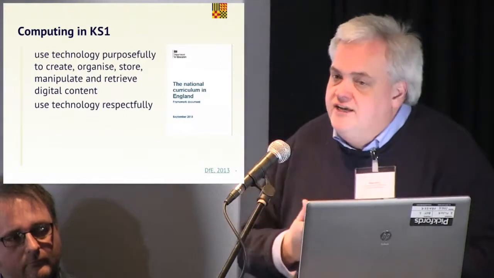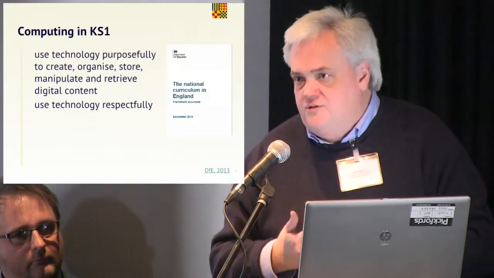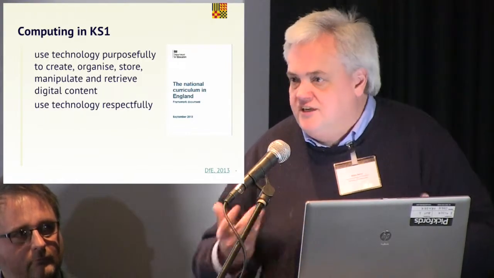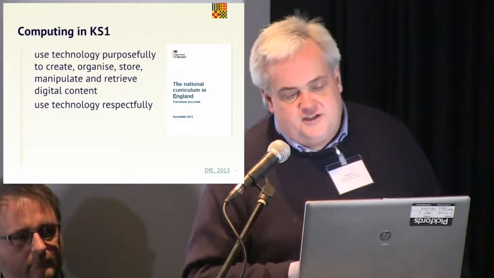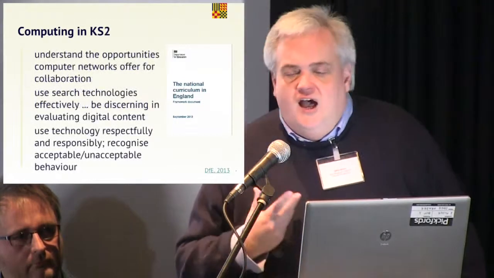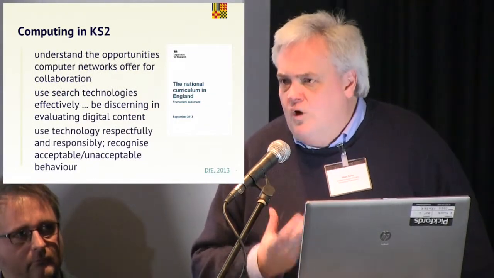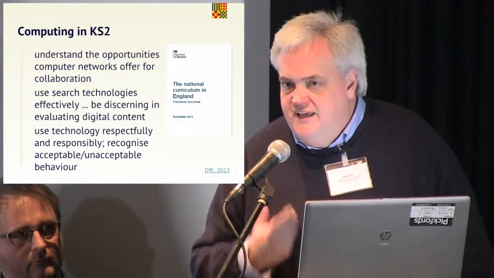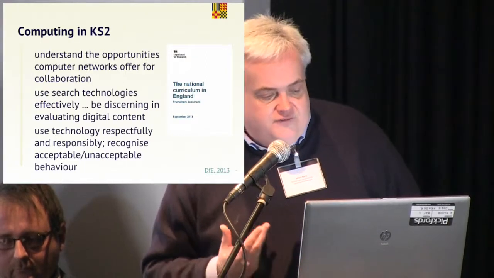And we teach children, or we should be teaching children, to do that in an appropriate way. Children should be taught to use technology respectfully. And that surely means not using things without permission, and where people have given permission subject to them being credited as the author, mentioning that they're the author of that content. Up in Key Stage 2, understand the opportunities computer networks offer for collaboration. Why not get children editing simple Wikipedia pages? Isn't that a great way to understand the opportunities computer networks offer for collaboration?